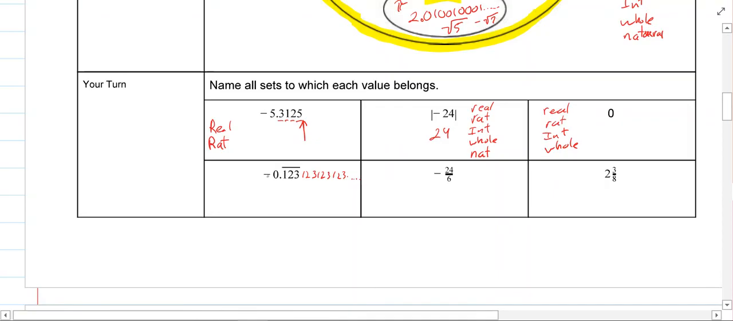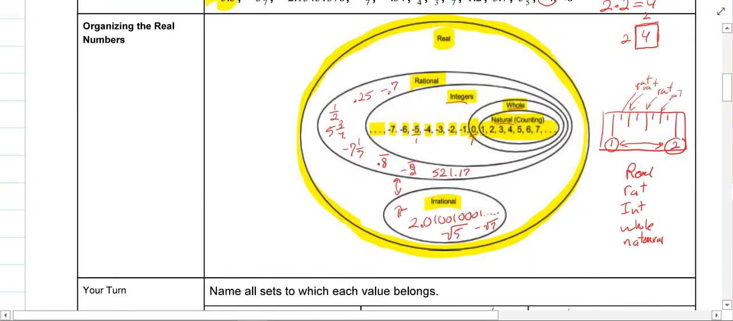Now we have a negative out in the front. Doesn't mean it's an integer because it is a decimal. So what is this? It's a real number. It's a rational number. And that's where it stops. It's right out here in this circle. Okay.